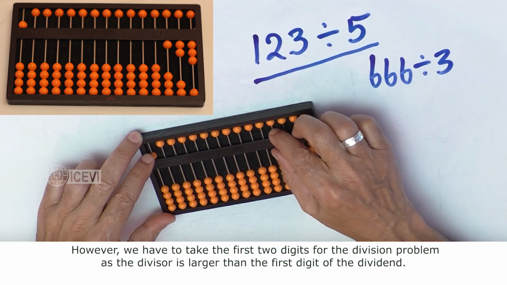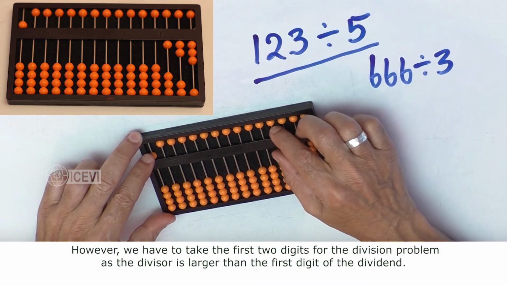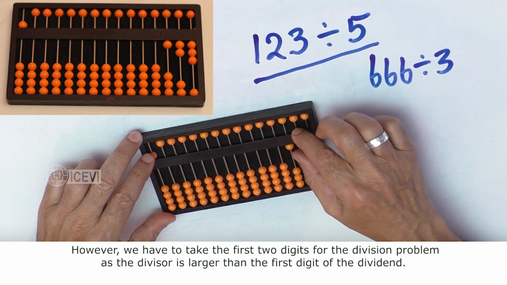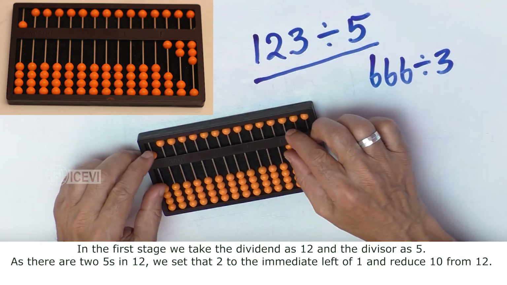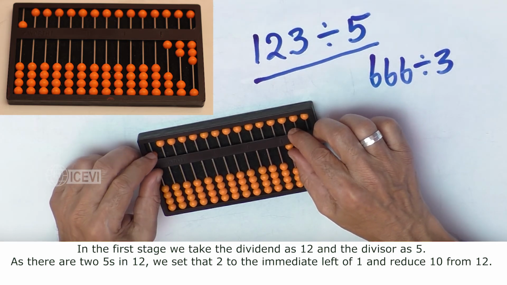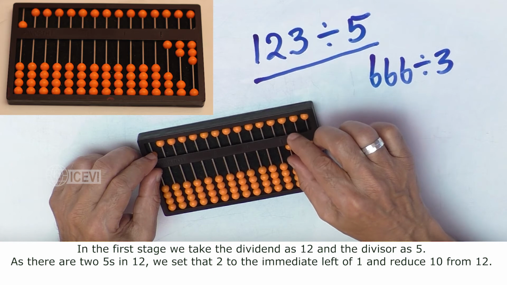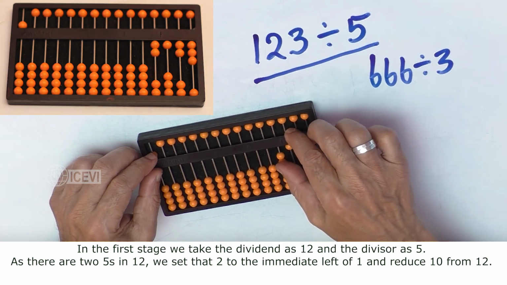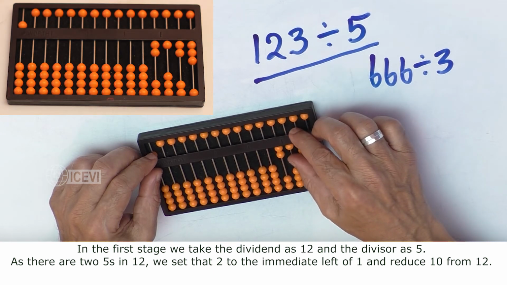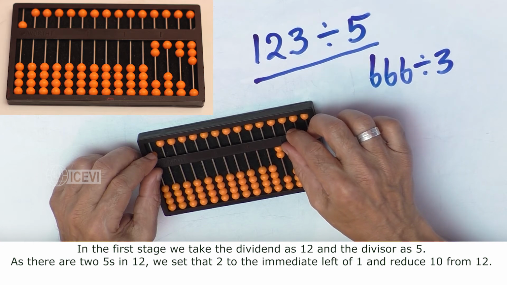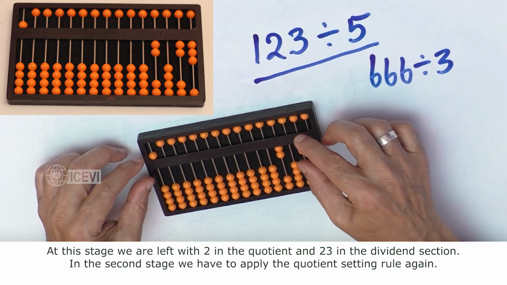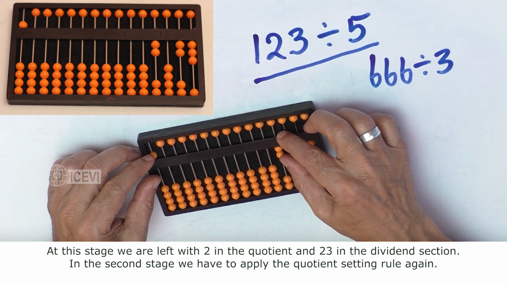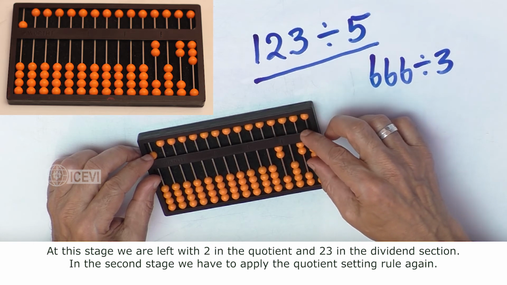However, we have to take the first 2 digits for the division problem as the divisor is larger than the first digit of the dividend. In the first stage, we take the dividend 12 and the divisor 5. As there are 2 5s in 12, we set 2 to the immediate left of 1 and reduce 10, that is 1 from the hundreds column and 0 from the tens column. At this stage, we are left with 2 in the quotient and 2, 3 in the dividend section.